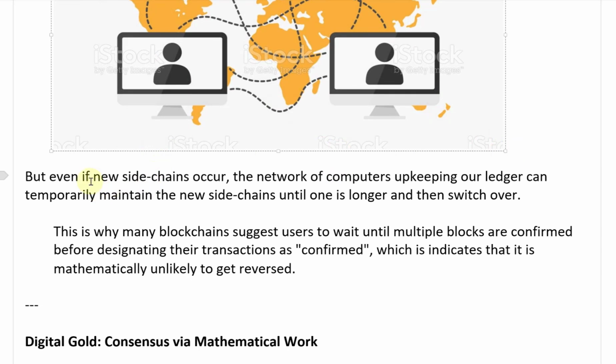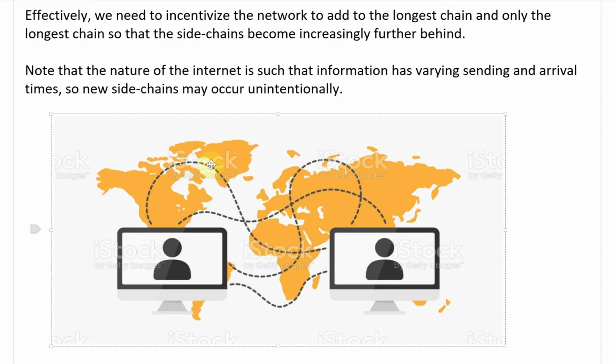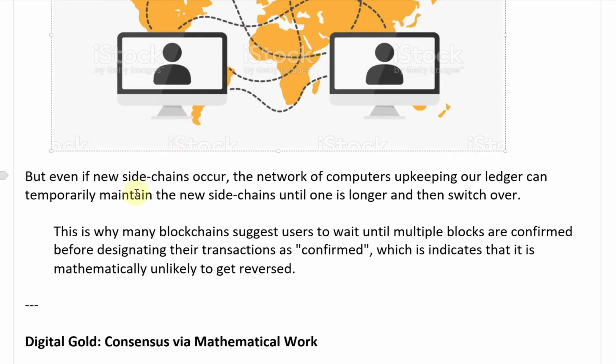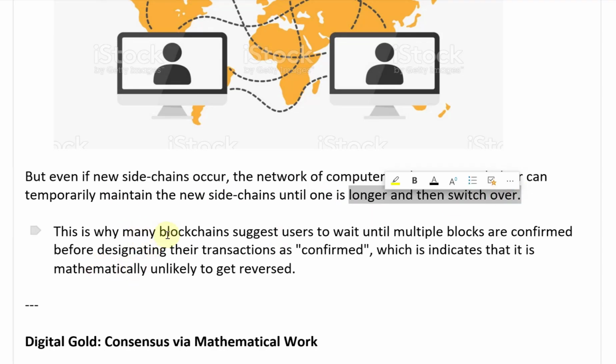So it could be done intentionally or unintentionally to create side chains and double spending and so on. But even if new side chains occur, the network of computers upkeeping our ledger can temporarily maintain the new side chains until one is longer and then switch over. This is why many blockchains suggest users wait until multiple blocks are confirmed before designating their transactions as "confirmed", which indicates that it is mathematically unlikely to get reversed.